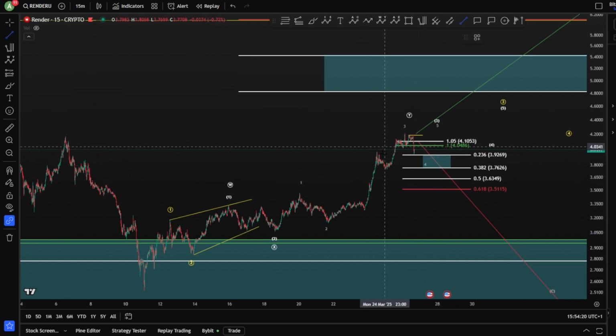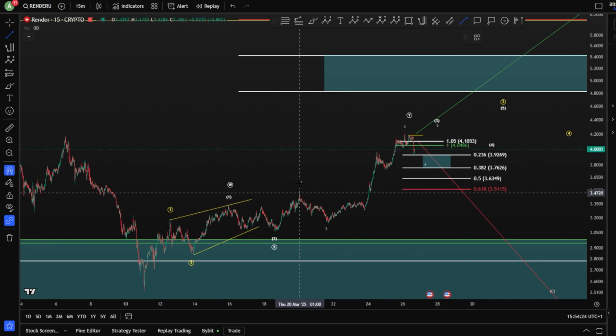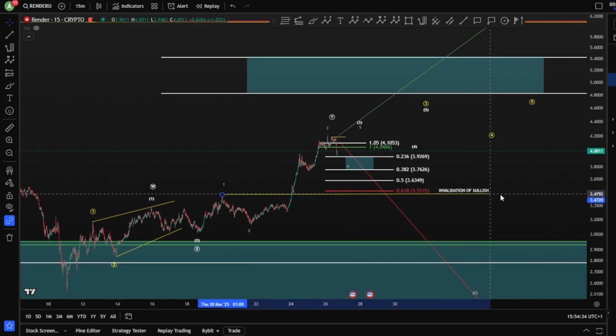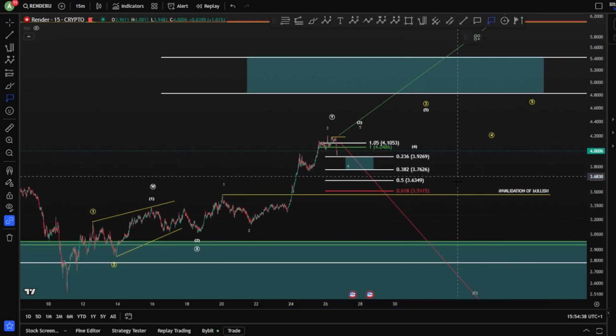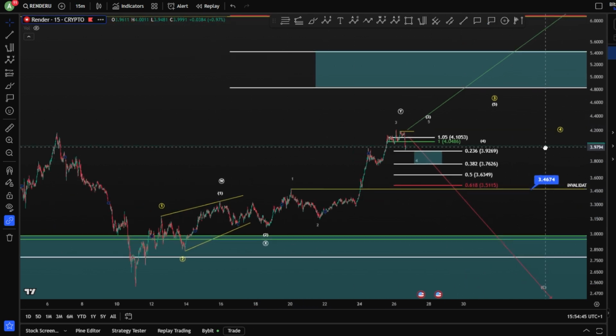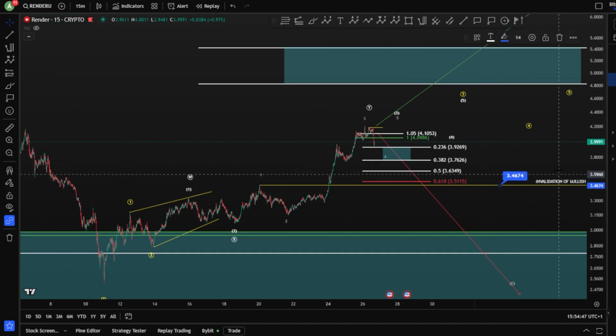Invalidation, let's always give invalidation. You are in this impulse right now. Here we go. This is your invalidation of bullish. So if we hit this target, therefore I cannot say we are bullish anymore. Here we go. At 3.47 is your invalidation point for this bullish scenario.